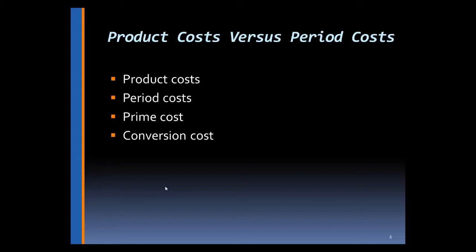Product cost term is synonymous with manufacturing cost. A product cost are those three components: direct material, direct labor, and manufacturing overhead. Period costs are synonymous with the term selling, general, administrative, or non-manufacturing cost. And then we look at the term prime cost and conversion cost.